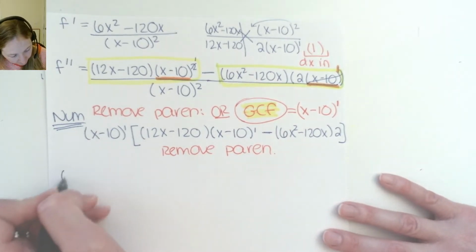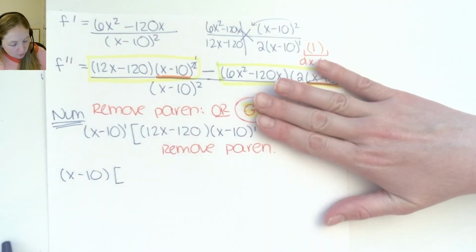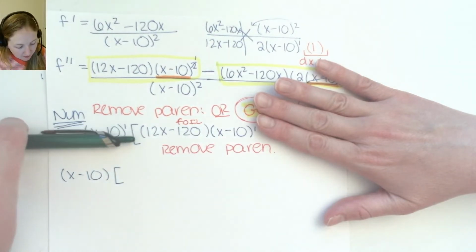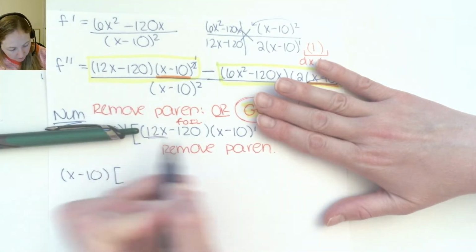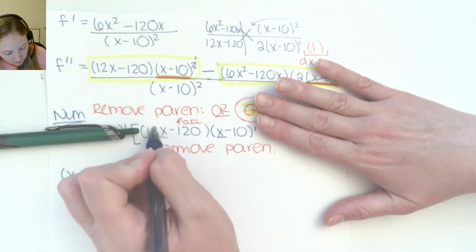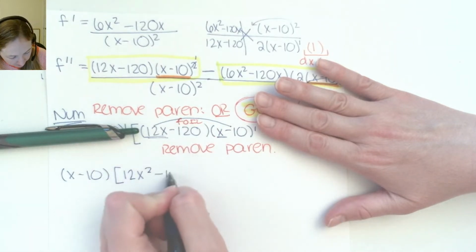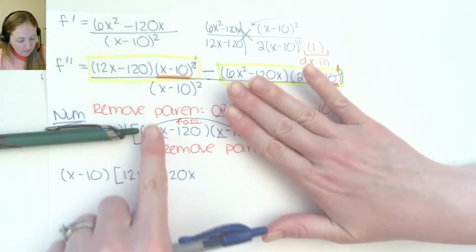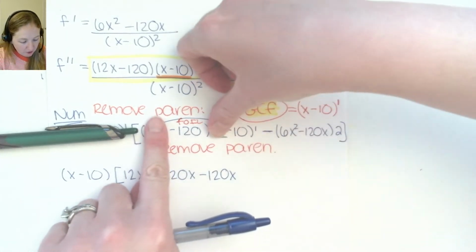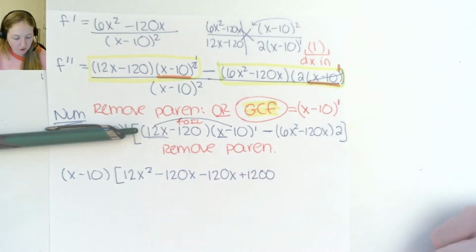So I'm going to have x minus 10. And then here, for this first term, I'm going to need to FOIL this out. So again, I'm going to look at this and say that I have a 12x for my first times x. So that's going to give us a 12x squared. Then my outer term will be a 12x times negative 10. That will give us a negative 120x. And then my inner term will be a negative 120x. And then my last two will be a negative 120 times negative 10, giving us a positive 1200.